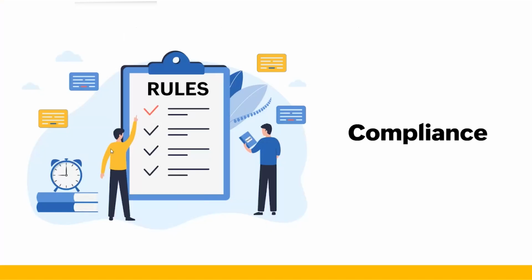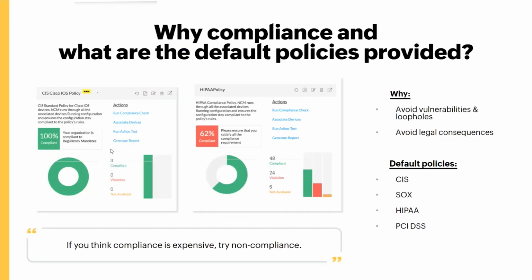All right, now let's move on to the second topic of the session, which is compliance. Why is compliance important, and why do you need to adhere to certain policies? Compliance is crucial to avoid security vulnerabilities or loopholes in your network environment. It's also mandatory, and non-compliance can lead to legal consequences. Some of the default policies supported in Network Configuration Manager include CIS benchmarks, SOX, HIPAA, and PCI DSS. You can also create your own policies from scratch based on your specific requirements.